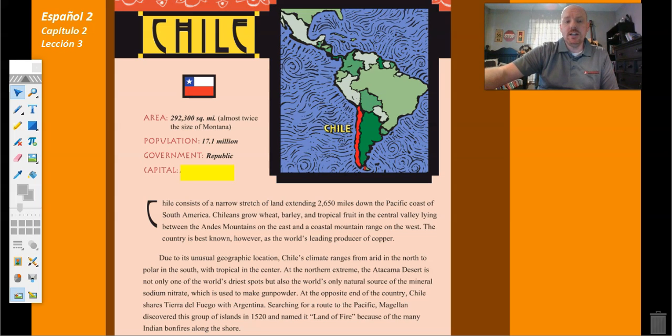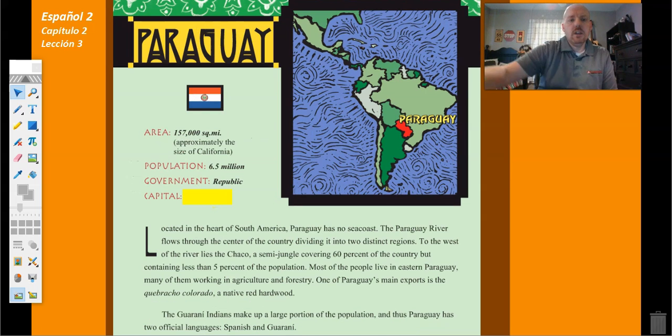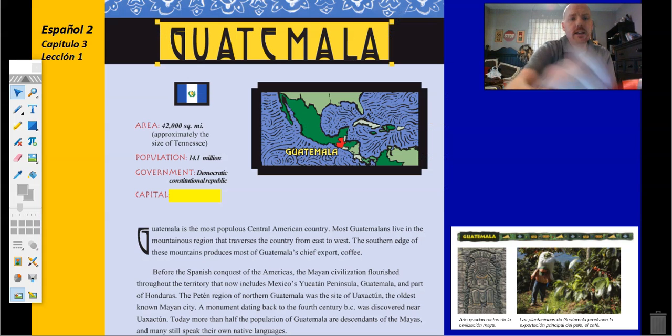¿Cuál es la capital de Chile? Santiago. ¿Cuál es la capital de Uruguay? Es Montevideo. ¿Cuál es la capital de Paraguay? Es Asunción. ¿Cuál es la capital de Guatemala?